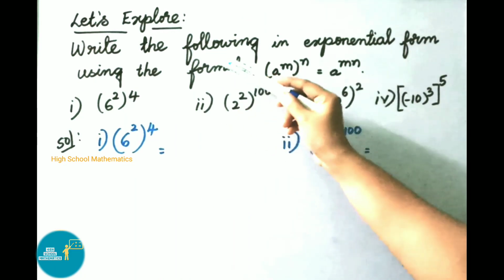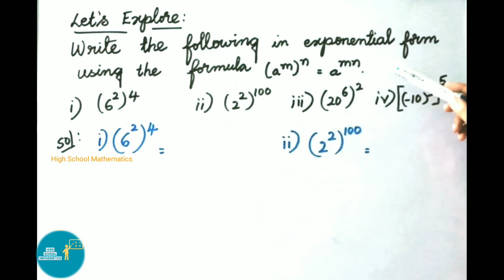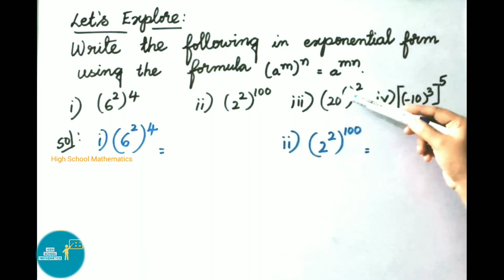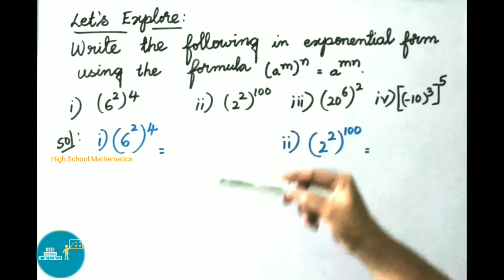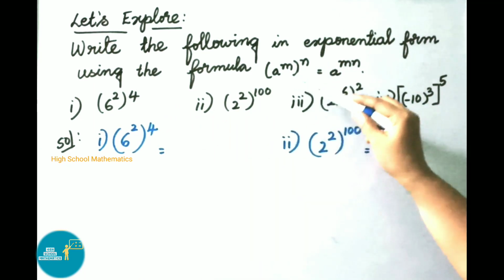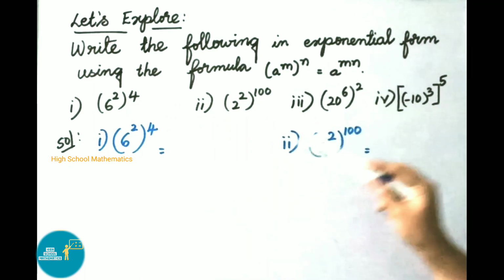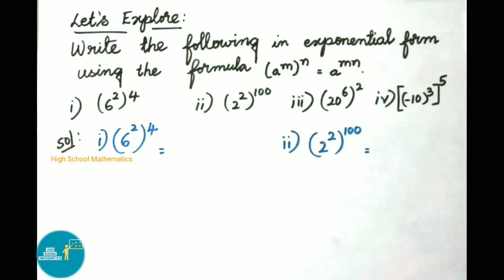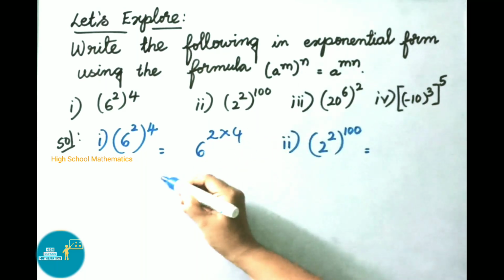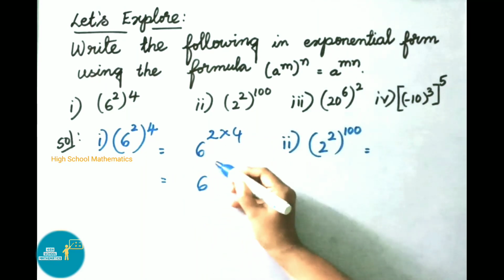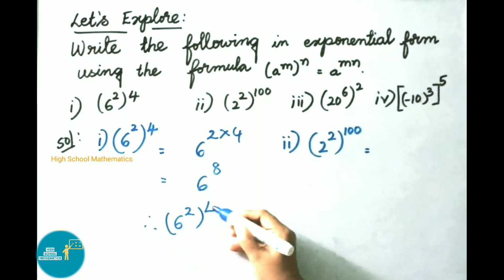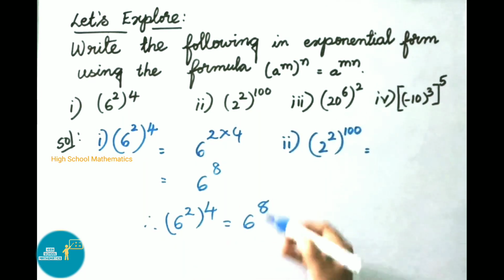See now let's explore. Write the following in exponential form using the formula a power m whole power n equals to a power mn. See the first sum, 6 power 2 whole power 4. It is looking like a power m whole power n. So it can be written as a power m into n. So let us write 6 power 2 into 4. That equals to 6 power 2 4s are 8. Therefore, 6 power 2 whole power 4 is equal to 6 power 8.